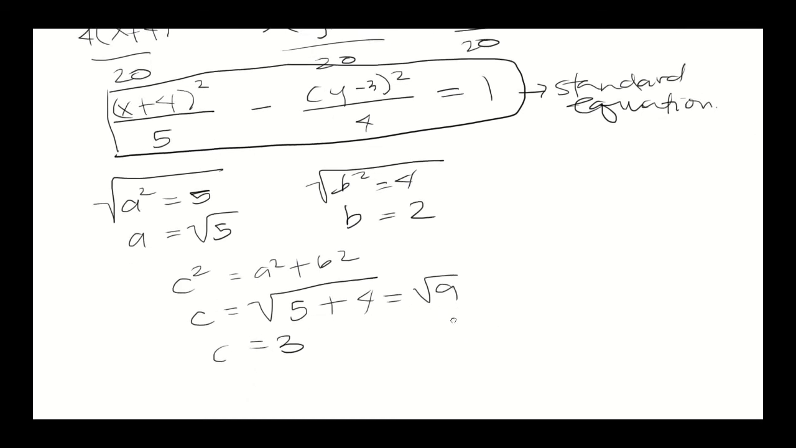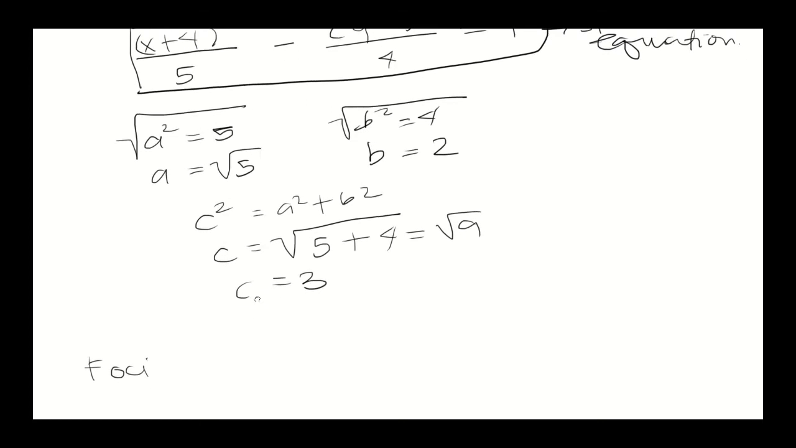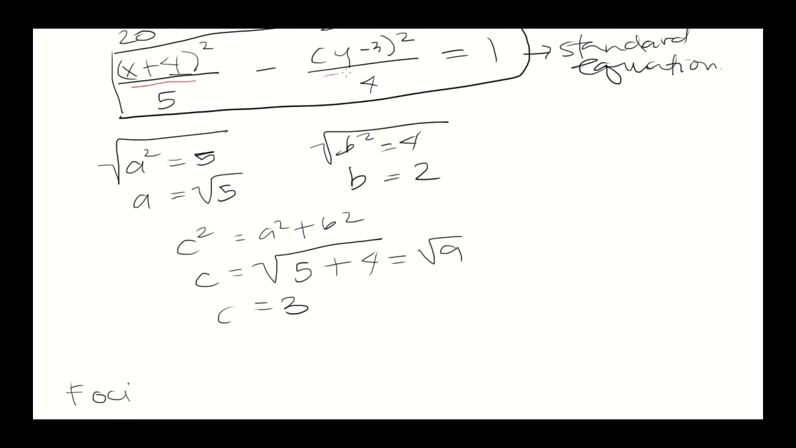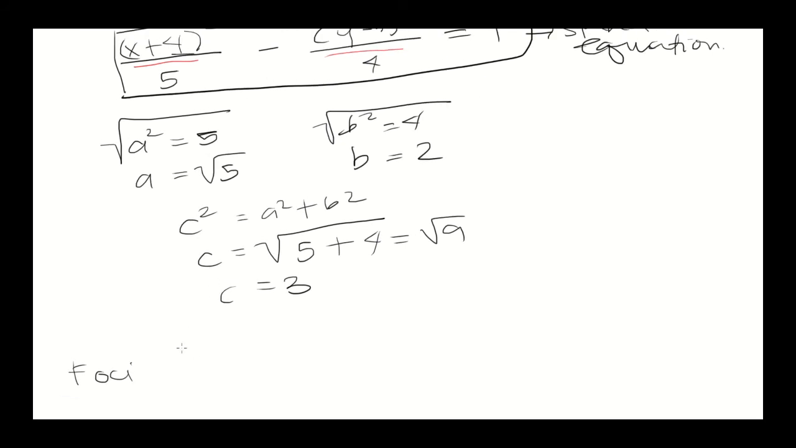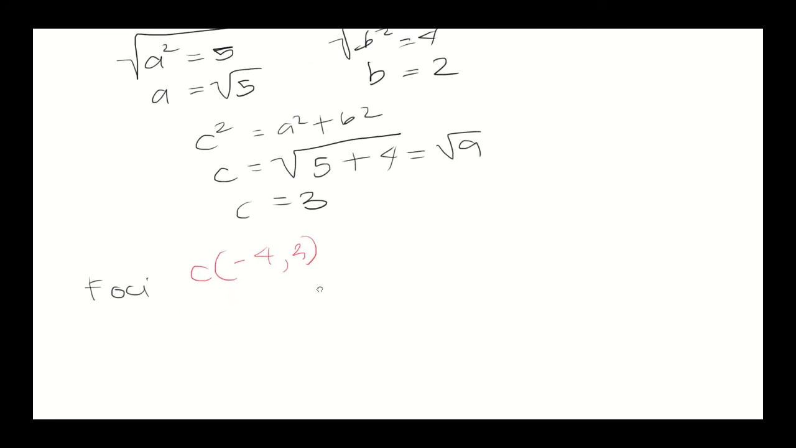Okay, now we have c. To get the foci, we need the center. So what is the center? We get it here, from the standard equation. So the center should be x equals negative 4, and y equals positive 3. So the center is negative 4 and 3.